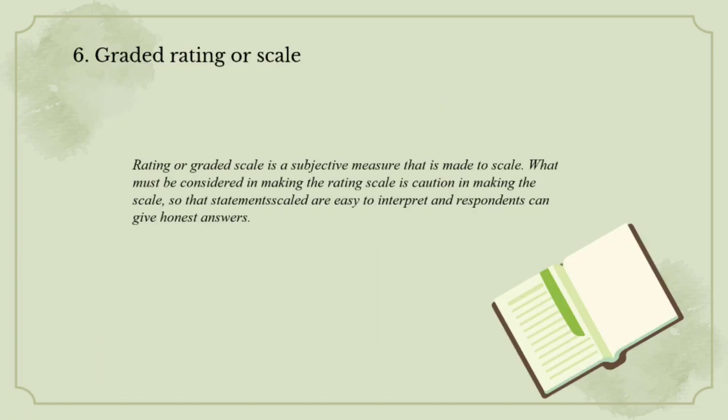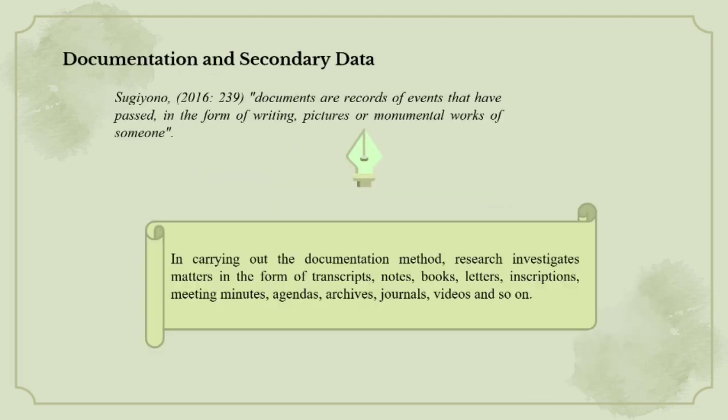And next is rating or scale. Rating or graded scale is a subjective measure that is made to scale, and this rating is easy to interpret and respondents can give honest answers to the instrument. Next is documentation and secondary data. According to Sugiyono, a document is a record of events that have passed in the form of writing, pictures, or monumental works of someone. So in documentation, the researcher investigates matters in the form of transcripts, notes, books, letters, and etc.